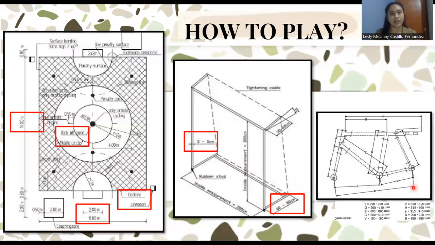And how to play. Let's talk first about location. As it's considered an indoor cycling sport, it's played in a room on a rectangular field, as you can see in this picture. Here we have some positions, for example, the kick-off point, the middle circle, the goal line, the linesman, the penalty surface, and the penalty point. The measurements are described according to the standard. It's 14 by 11 meters, the official measurements of the field.